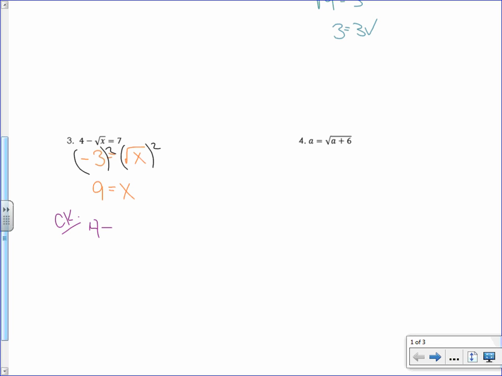Checking the original. So I get 4 minus the square root of 9 is equal to 7. So here I get 4 minus the square root of 9 is 3. I get 1 is equal to 7. That is not true. So you need to reject this solution because it is an extraneous root.